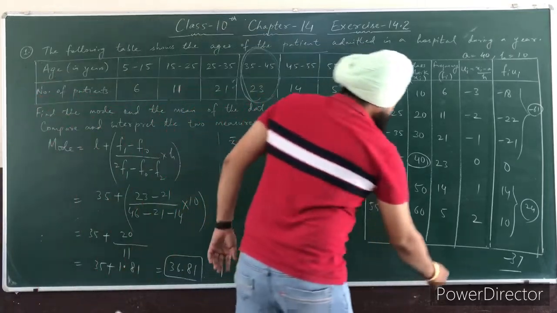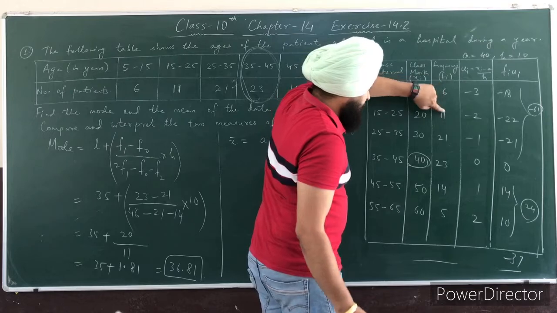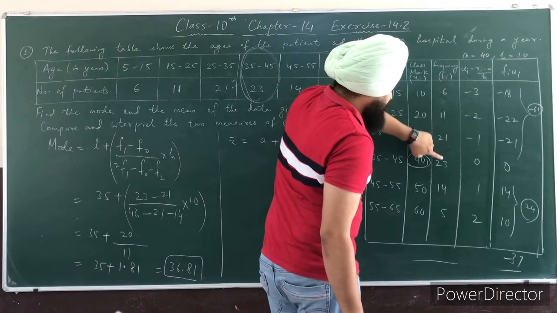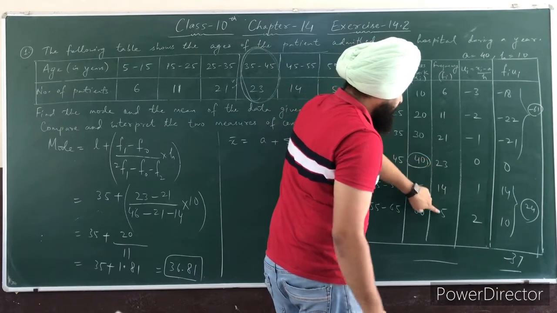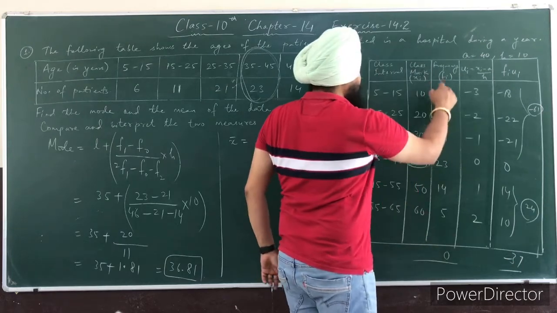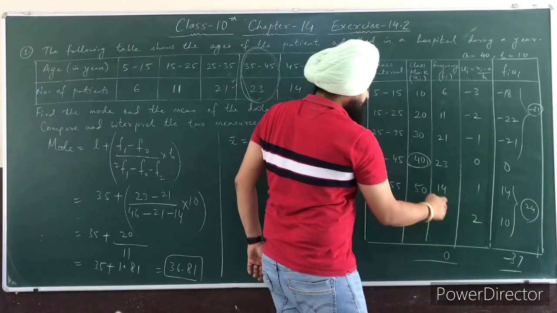Now find the summation of fi. 6 plus 1 is 7, 7 plus 1 is 8, 8 plus 3 is 11, plus 4 is 15, plus 5 is 20. 2 carry. 2 plus 1 is 3, plus 2 is 5, plus 2 is 7, plus 1 is 8.